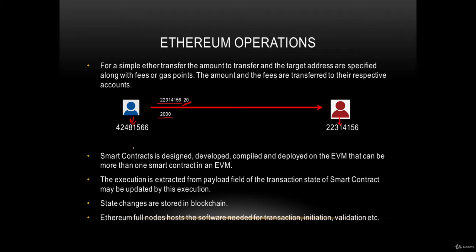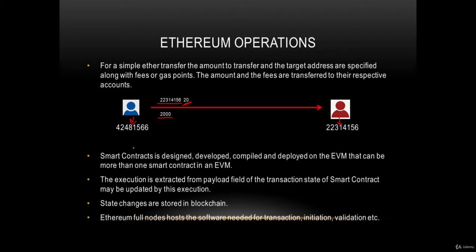Smart contracts are designed, developed, compiled and deployed on the EVM, that is the Ethereum Virtual Machine. There can be more than one smart contract in an EVM. So there can be many smart contracts in an EVM. You can deploy them separately, and each node in the network will have some EVM running on it, and they will deploy the same smart contract on their EVMs, and the whole smart contract will work in a network.